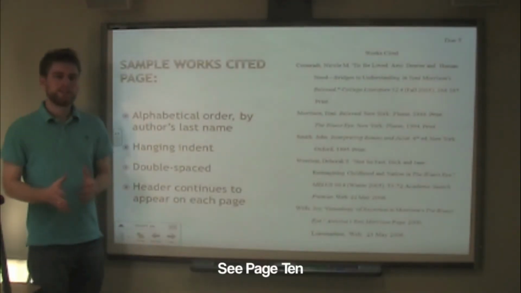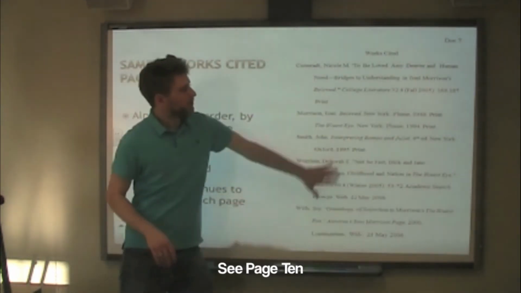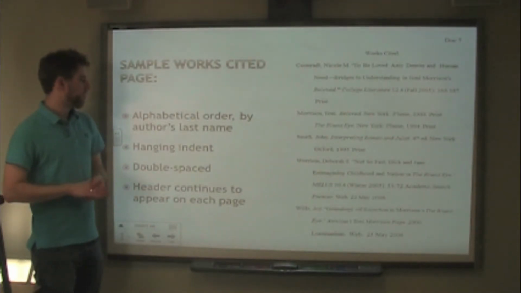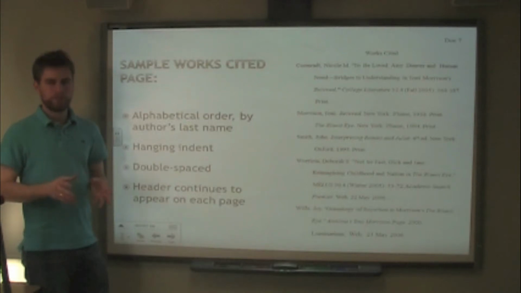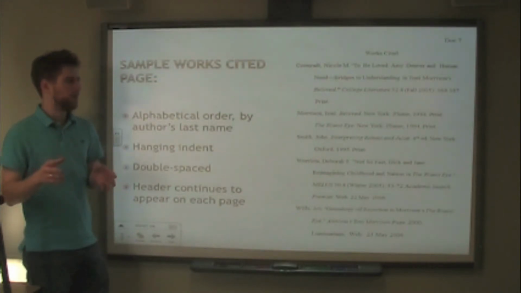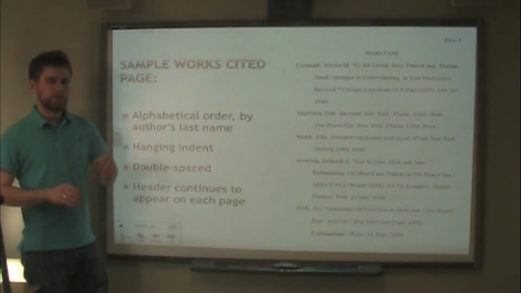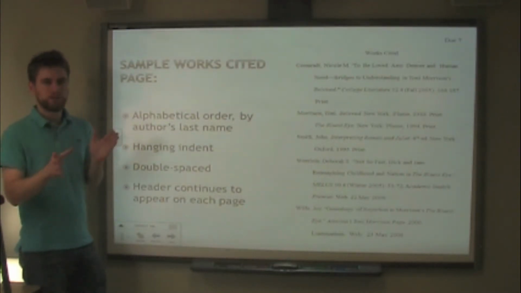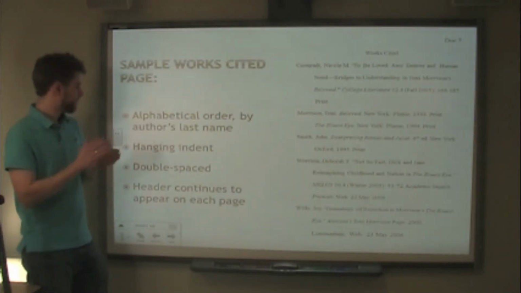So here is an example of a sample works cited page. So here it is, and we have some guidelines here on this side. They should be in alphabetical order by the author's last name. If you do not have an author, it should then be cited by the first word in the title, the first important word. You have a hanging indent, meaning that the first line is all the way to the left margin, and any subsequent lines within the same citation are tabbed in once.